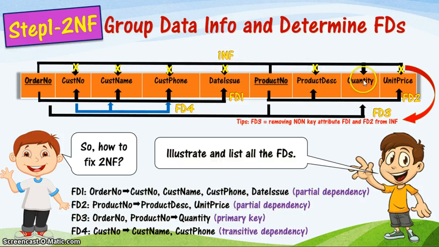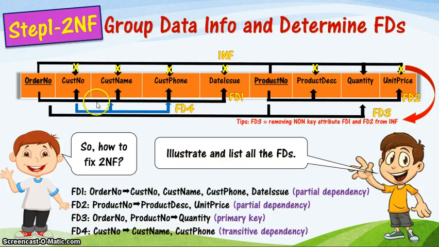It means that what determines quantity is the primary key, the entire primary key itself. Order number and product number determine quantity. So you illustrate like this: order number and product number determine quantity. Label it as FD3.